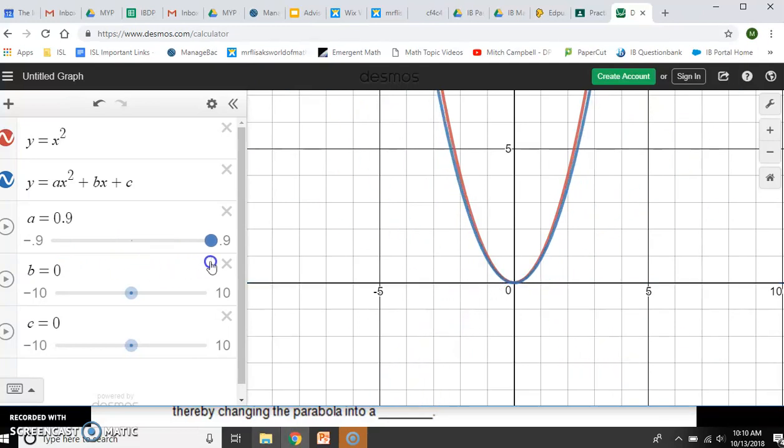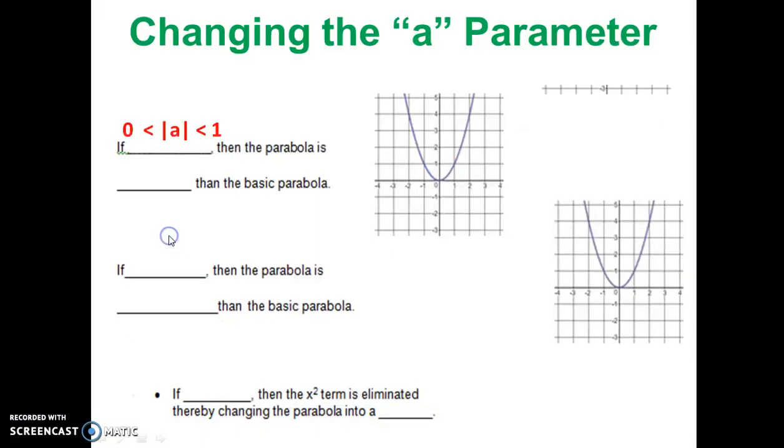Well, I hope you can see that no matter what, when I go all the way here, almost to 1, it's slightly wider than the original. I can't get it to be thinner because I'm keeping a less than 1. And on the negative side, it's pointing down. We already looked at that, but it's also wider than the red one would be. So that's what a values between 0 and 1, basically decimal values of a that are less than 1, do. They make the basic parabola wider than the original.